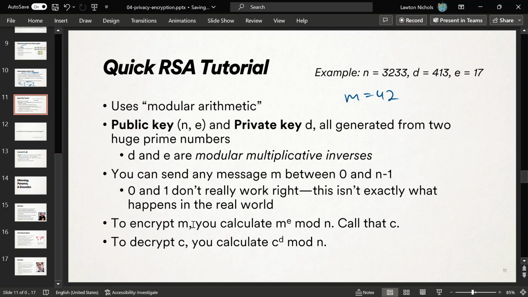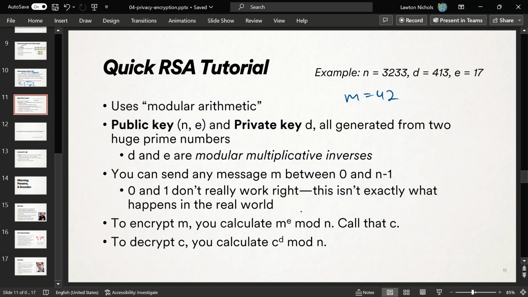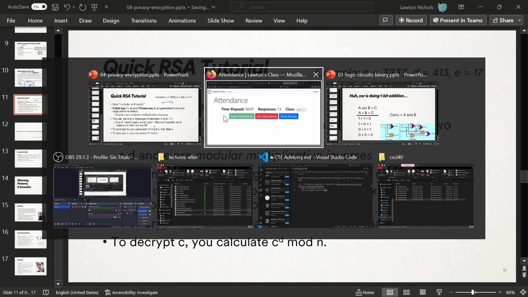To encrypt M to send to somebody, you're going to use their public key. So you're going to calculate M to the power of E modulus N. So mod, that's the percent sign. This is a mathematical thing. Take the remainder after dividing by N, and that's called C. All right, so let me do that.